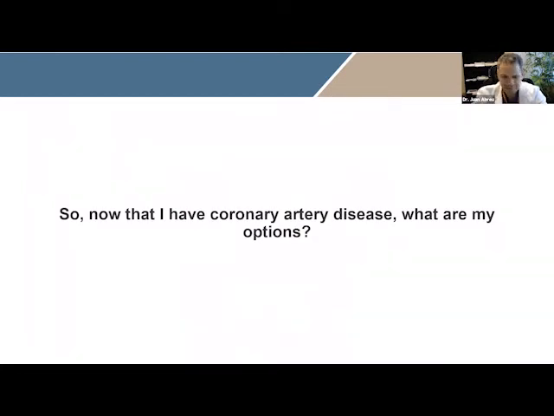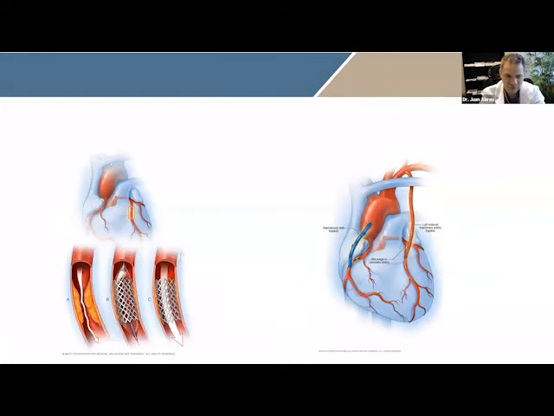All right. So I went to the doctor. I started having chest pain and shortness of breath, and my doctor did a study. Said, "Oh yeah, I have coronary artery disease. What to do now? What are my options?" So, namely, there's two options out there.